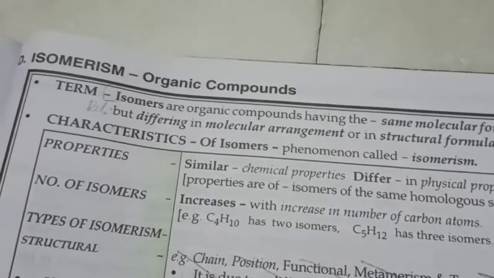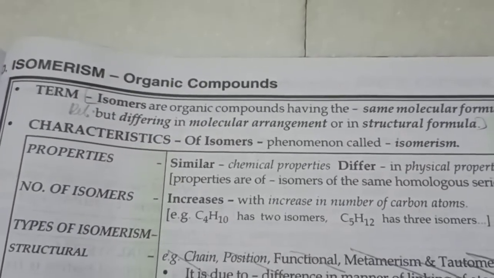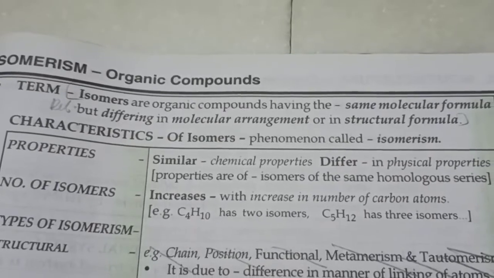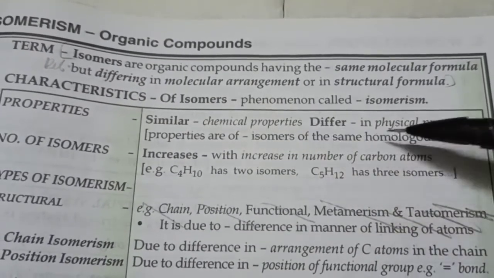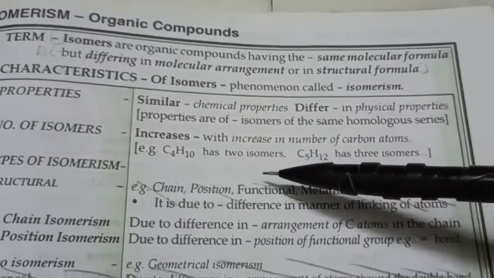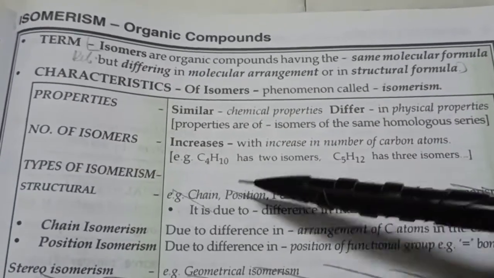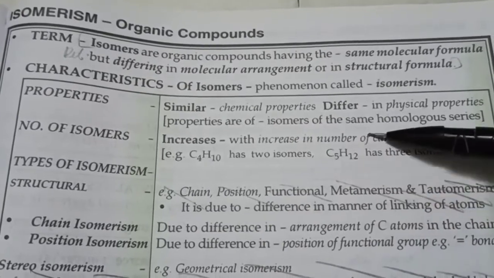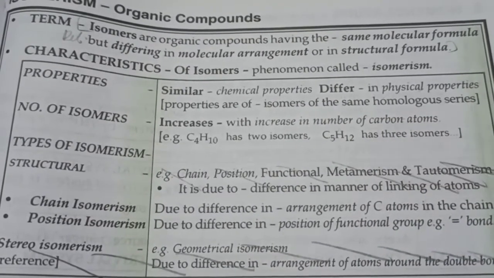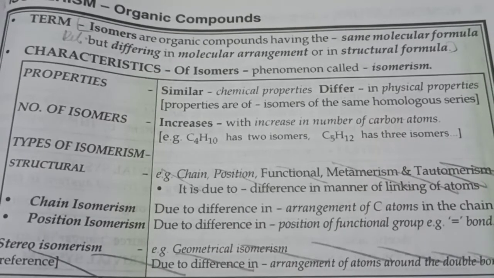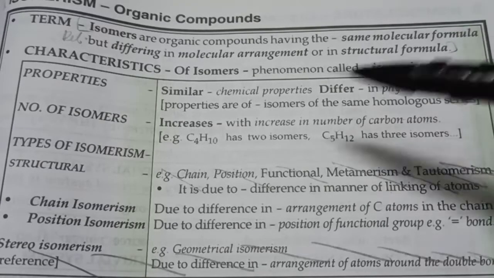Now let's talk about isomers. As I said, they are organic compounds with the same molecular formula but different molecular arrangement or structural formula. So they have similar chemical properties but they differ in their physical properties. And the number of isomers increases with the increase in number of carbon atoms. That means, see, ethene and propene don't have any isomers. Butene has isomers. Pentene has even more isomers. So the higher the compound, the more the number of isomers.